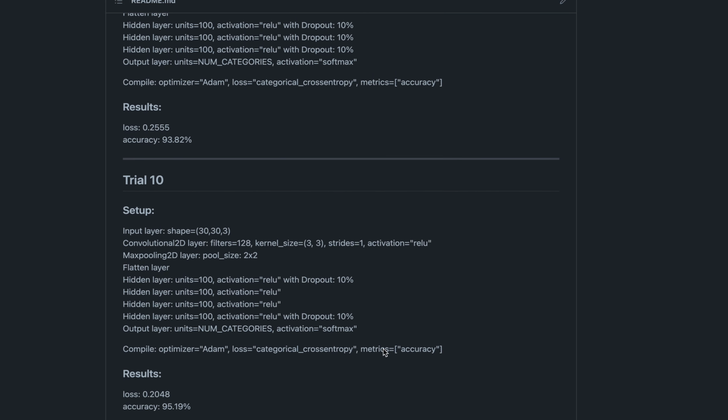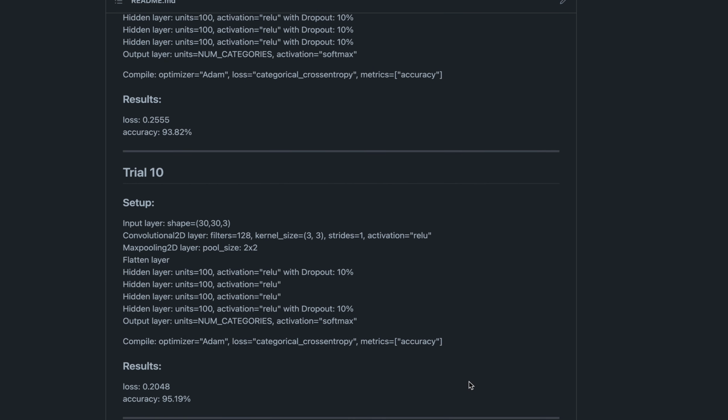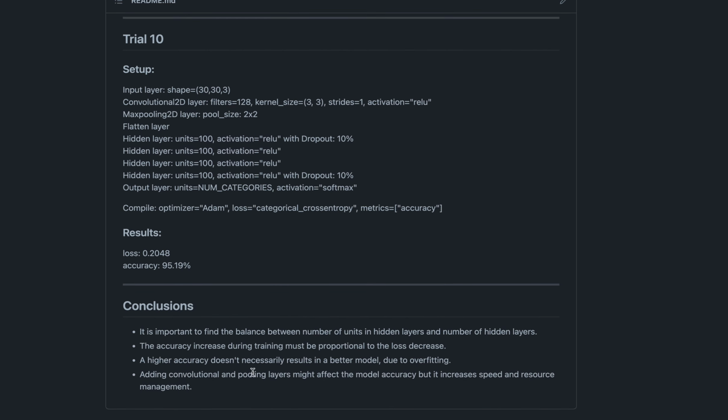Then finally, for my last trial, I decided to add 2 more hidden layers and just keep 2 of them with a dropout of 10%. I kept the parameters for the convolutional layer and the max pooling layer, and I got an accuracy of 95% with a very low loss. So I was very satisfied with this model, and then I arrived at my conclusions.